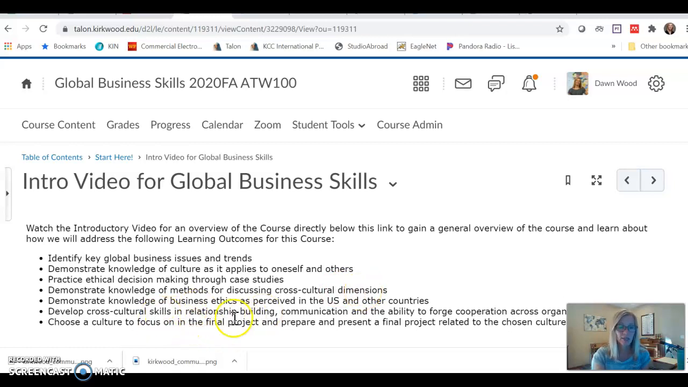I mentioned ethics. We're also going to develop some cross-cultural skills in relationship building and how to cooperate across organizational lines. And for the final project in this class, we don't have a final exam, we have a final project. In that final project, you will choose a culture to focus on and then prepare and present a final project related to that chosen culture. And that will be in the form of a video, similar to this, like I'm doing.